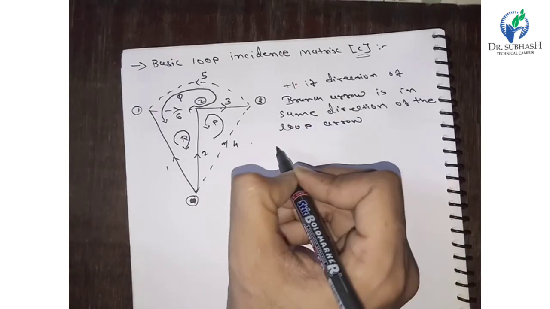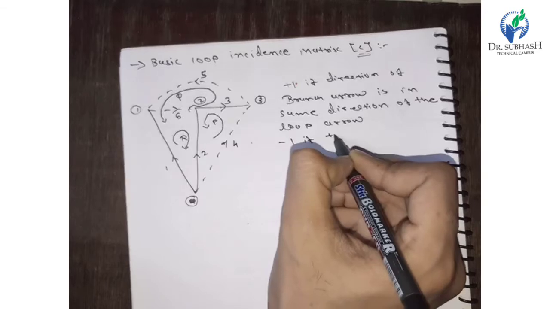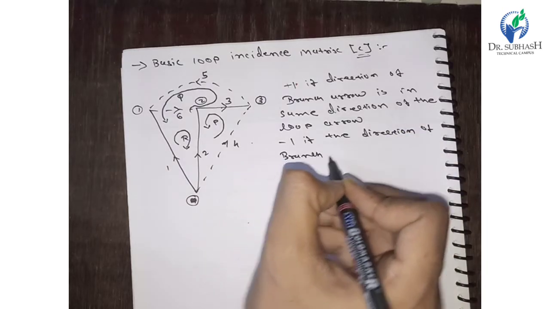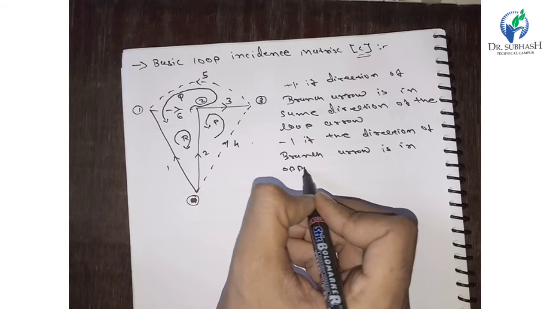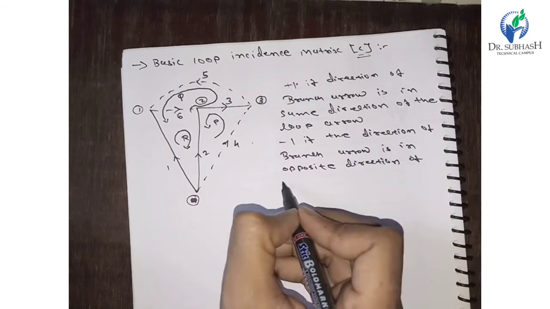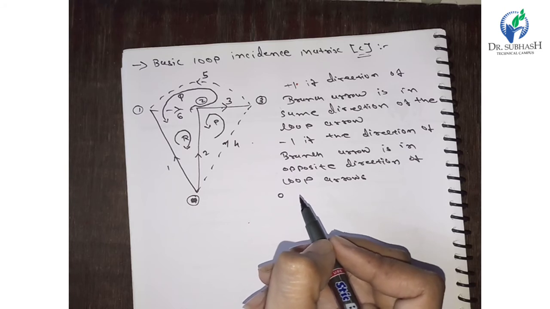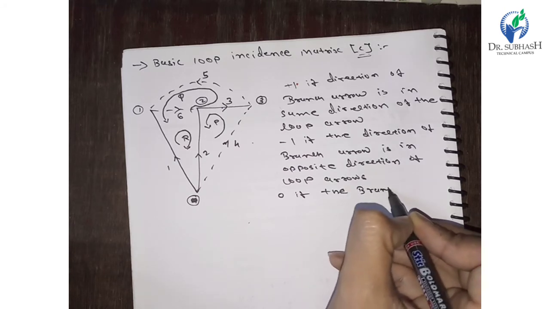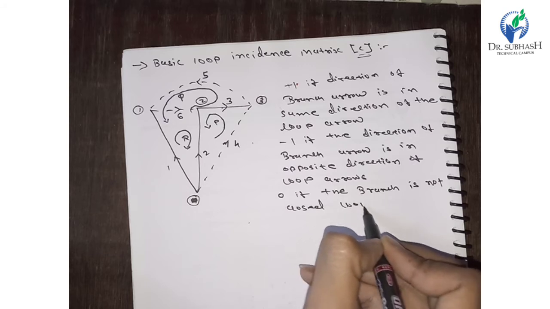Arrow, and the negative sign if the direction of a branch arrow is in the opposite direction of the loop arrows, and 0 sign is represented as a branch is not a closed loop element.